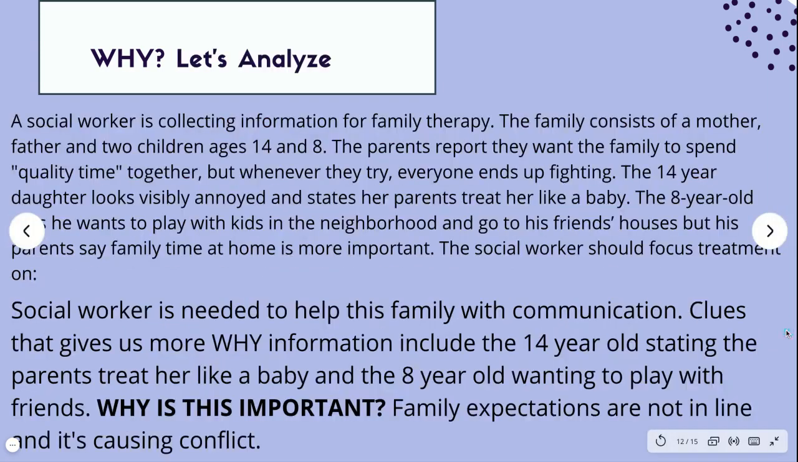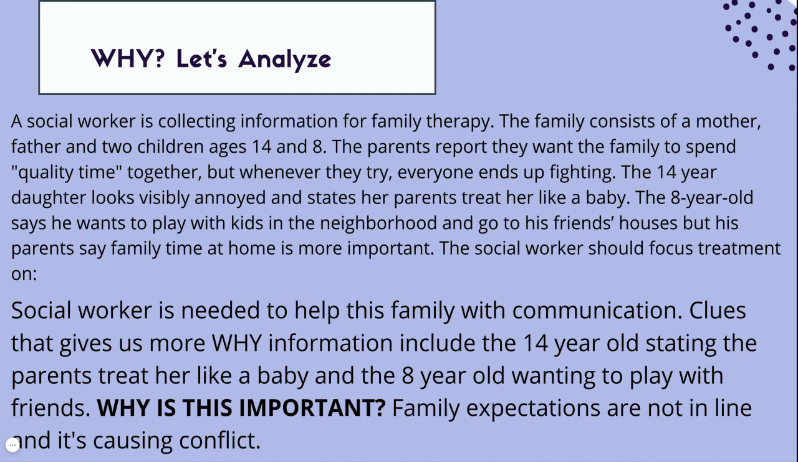So let's analyze this a little bit further. Social worker here needed to help the family with communication. They wouldn't have come for therapy if there wasn't a breakdown. Clues that give us more why information are the 14-year-old's perspective and the 8-year-old's perspective. And then ask yourself, why is this important? Why do you think they're telling us this? Sometimes it's not important and it's a distractor. So if you see distracting information, it's there because it's trying to get you away from seeing what this main problem is.